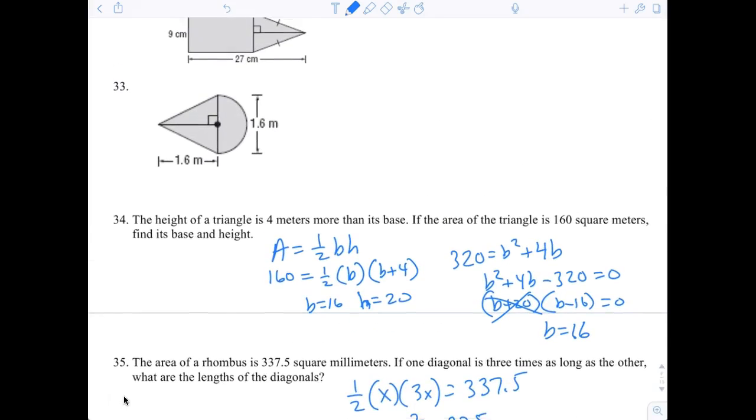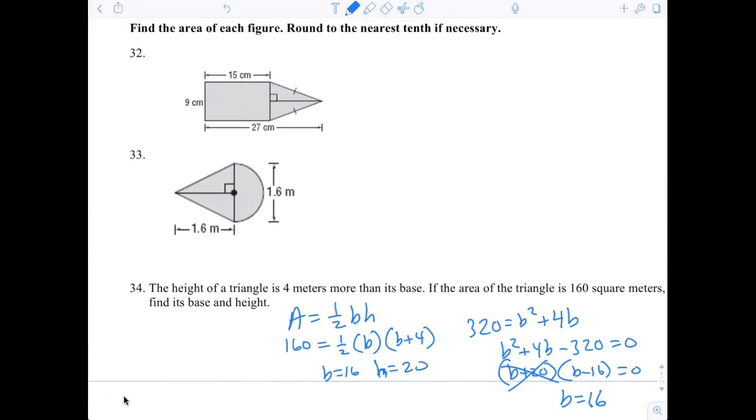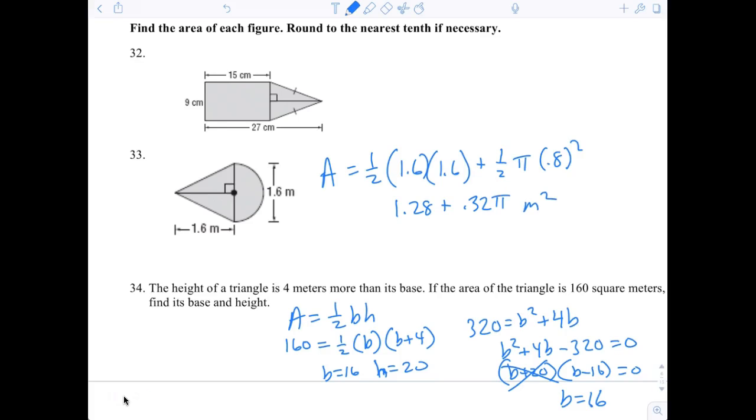All right, let's have some more fun. These are just finding the area, so that's just the area of a what? Triangle and a semicircle. So again, A equals 1/2. What's the base of the triangle? What's the height? And then plus 1/2 pi. What's the radius? 0.8 squared, right? So what's that? 1.28 plus 0.32 pi. Is that right? Keep it like that.